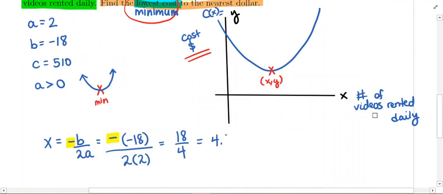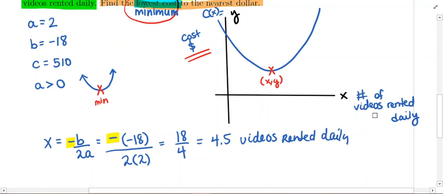Which is kind of a strange answer because remember, x is representing the number of videos rented daily. You get a decimal answer, so how can you rent 4.5 videos? You might want to think of it as an average, maybe. An average of 4.5 videos daily. That's what's going to minimize your cost. And remember, that's what I was saying earlier. This is not a lot of videos at all. If you're barely renting any videos out, you don't need to hire as many employees. You're going to have a low cost. Maybe not a big profit, but you're definitely going to have a low cost. x represents videos, so 4.5 videos rented daily.